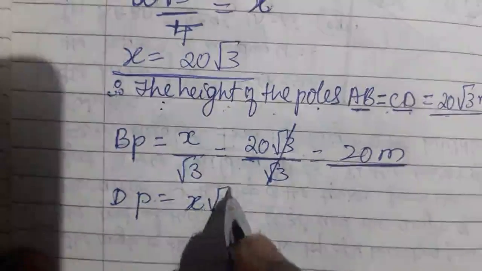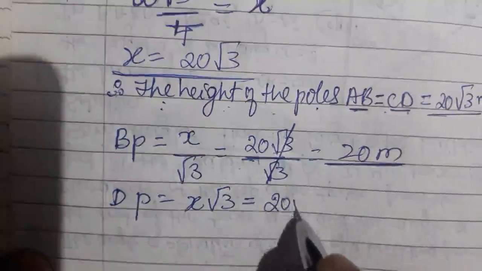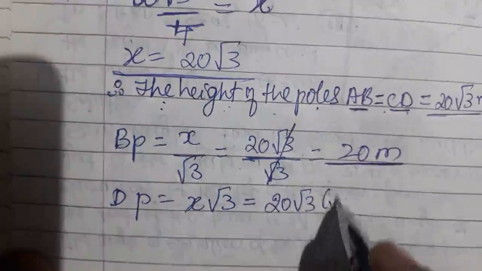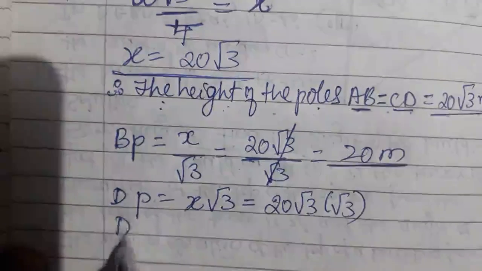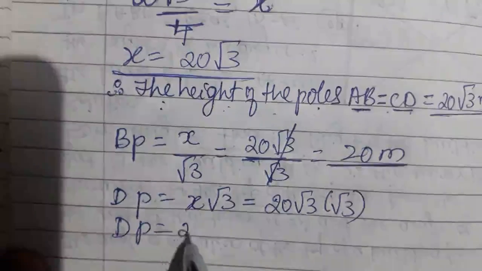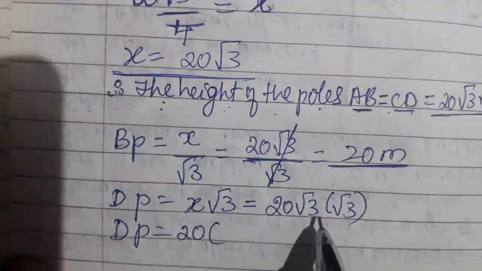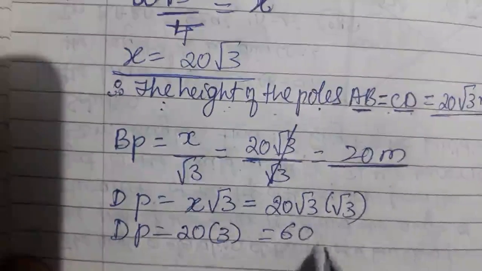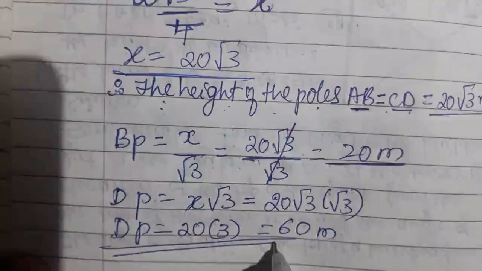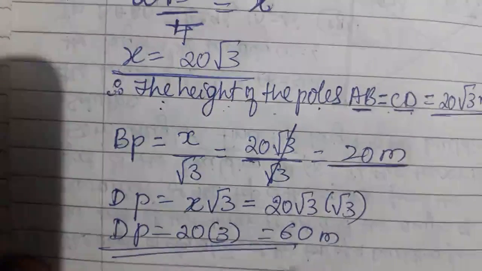DP is equal to x root 3. What is the value of x? 20 root 3 into root 3. So 20 root 3 into root 3 means DP is equal to 20 into root 9. What is the square root of 9? It is 3. So 20 threes are 60 meter. So one more pole is 60 meters far away from that point P.